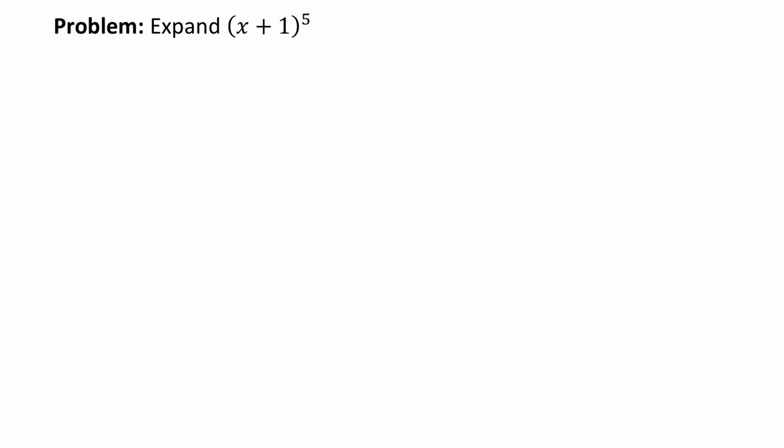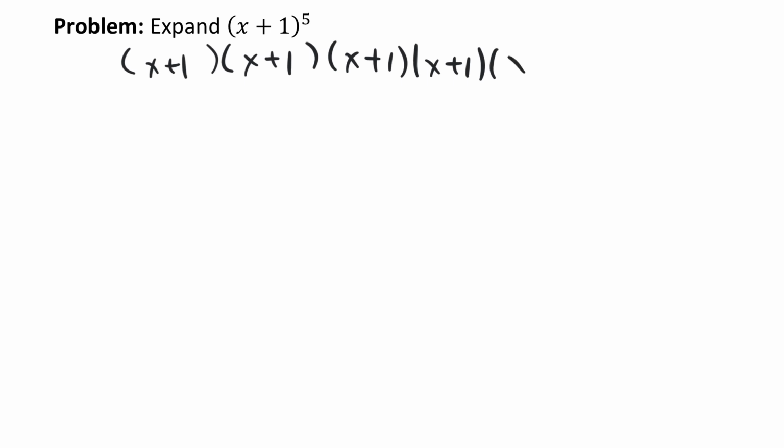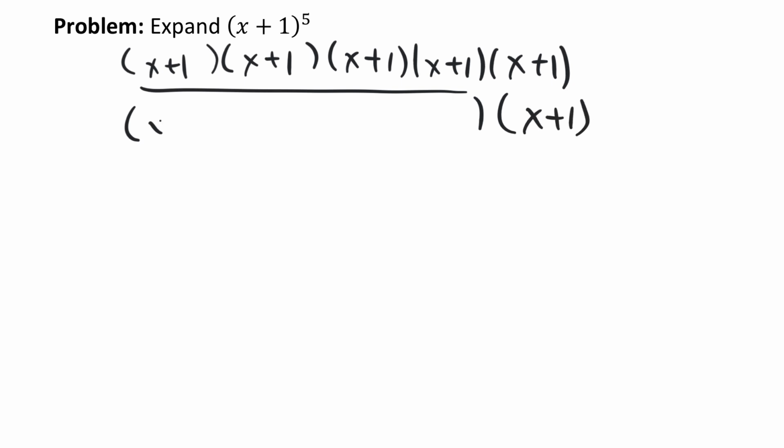Well, the fun thing with this game is we can play it all day long. Let's do x plus 1 to the power of 5. So that means you'd have an x plus 1, an x plus 1, another x plus 1, another x plus 1, and another x plus 1. Now, you could either do these one at a time. I mean, we do know from the last example, at least we can shortcut the beginning part. So this is x to the 4, 4x cubed, 6x squared, 4x plus 1.